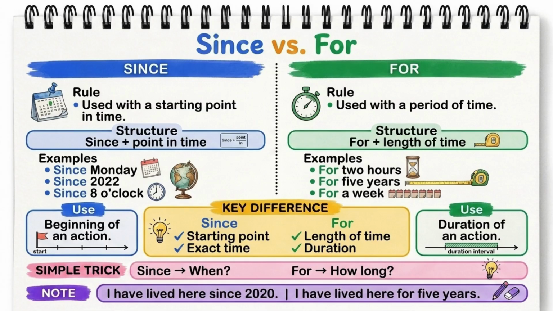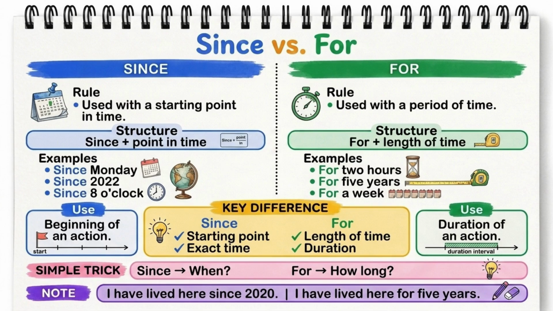Let's begin with since. We use since to show the starting point of an action. In other words, it answers the question, when did it start? The structure is since plus point in time. A point in time is a specific moment, such as a day, a year, or a clock time. Here are some examples. Since Monday. Since 2022. Since 8 o'clock.